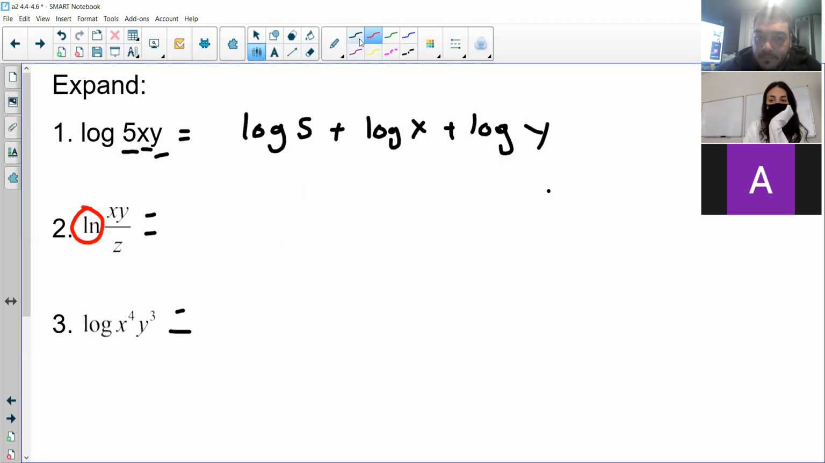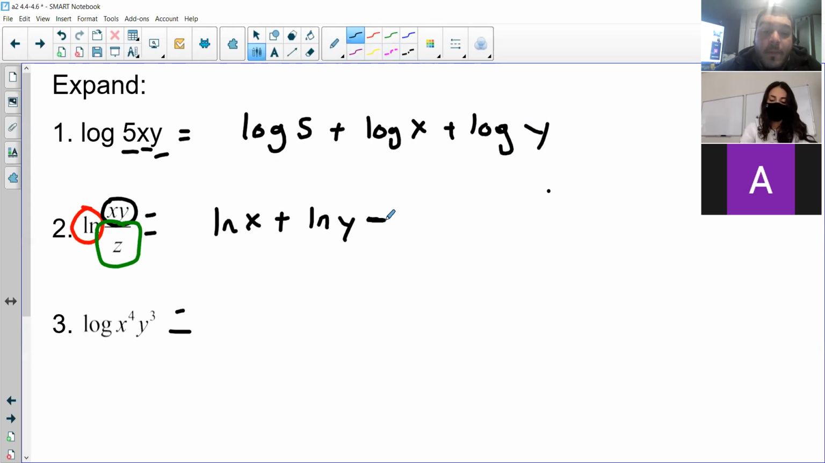One, you have an ln. So when you have an ln, everything gets ln. X times y is occurring. So x times y is going to be ln x plus ln y, because they're multiplying each other, just like you did on the top. What's different though, you have a divide by z. Since you're dividing by z, you're going to minus ln z. So since z is a denominator, it will be minus or negative.